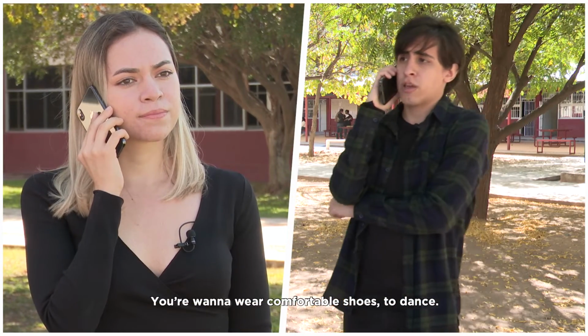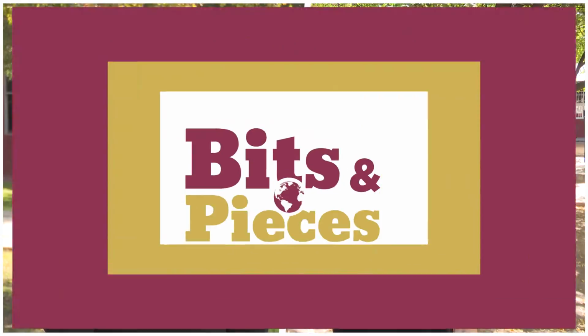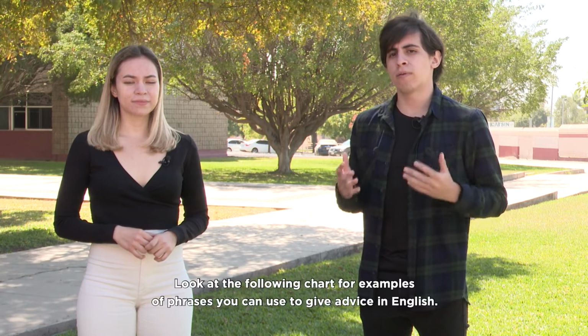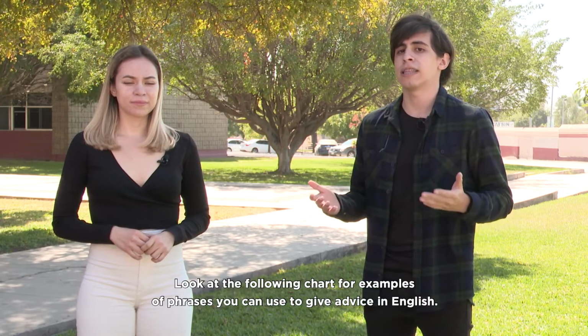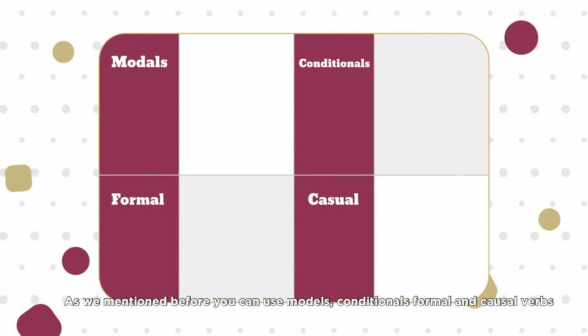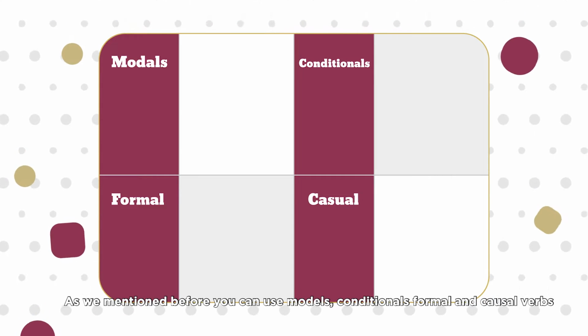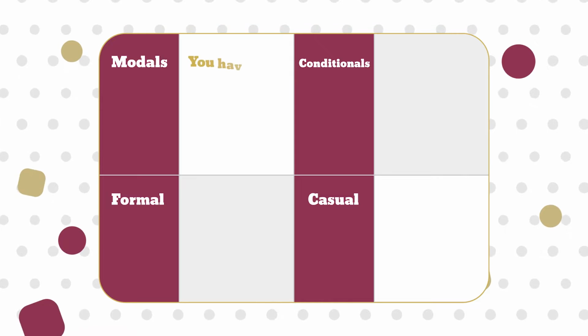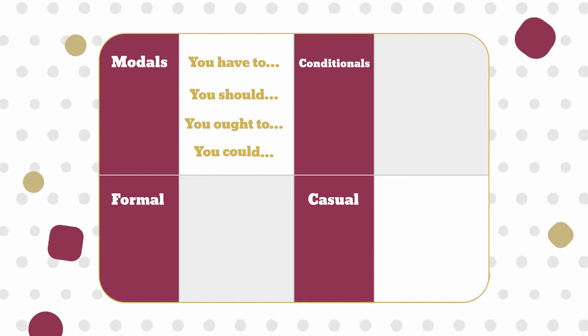You want to wear comfortable shoes to dance. Let me know what you decide. Look at the following chart for examples of phrases we can use to give advice in English. As we mentioned before, you can use modals, conditionals, formal and casual verbs. For modals, you can use you have to, you should, you ought to, and you could.